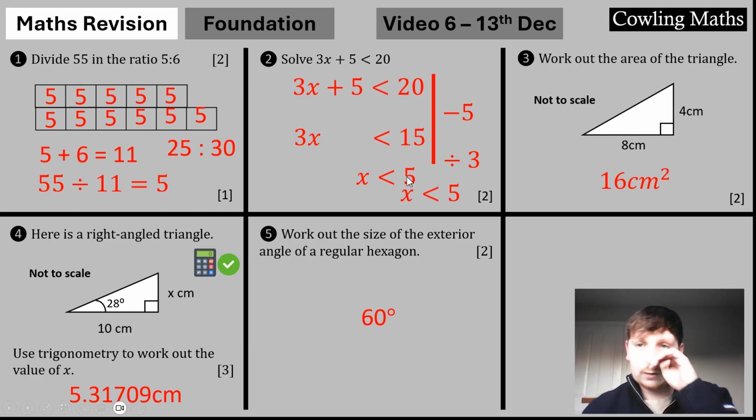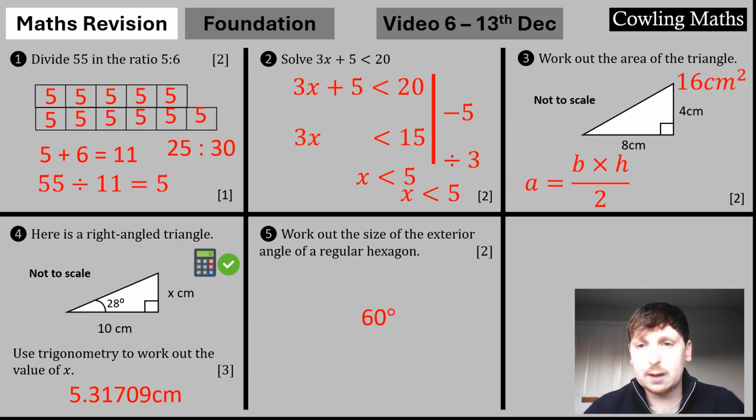Question 3 says to work out the area of the triangle. The formula for the area of a triangle is base times height divided by 2. So that's what I've written here. A is area, B is base, H is height. So area equals base times height divided by 2. I'm going to actually do that down here because there's not much space over here. So I've just copied the formula.